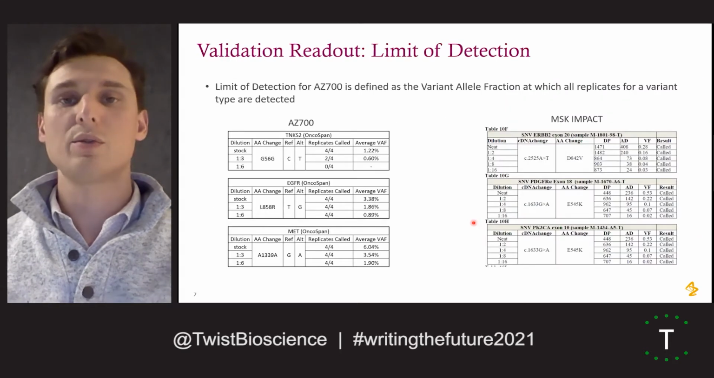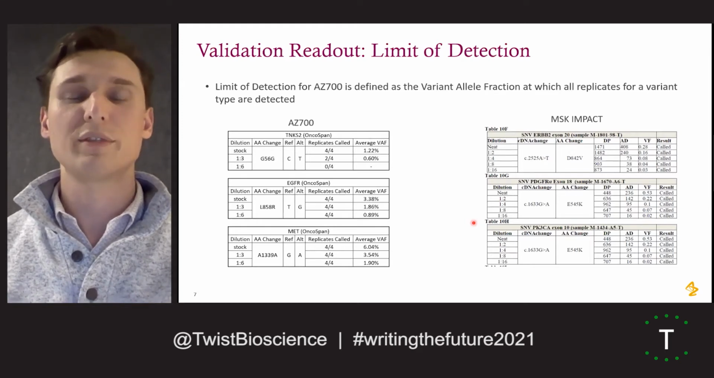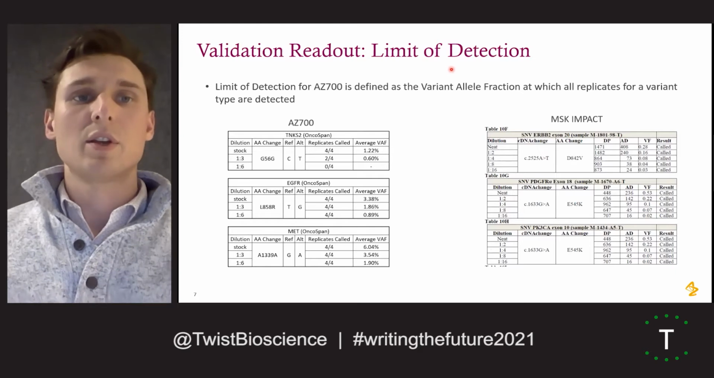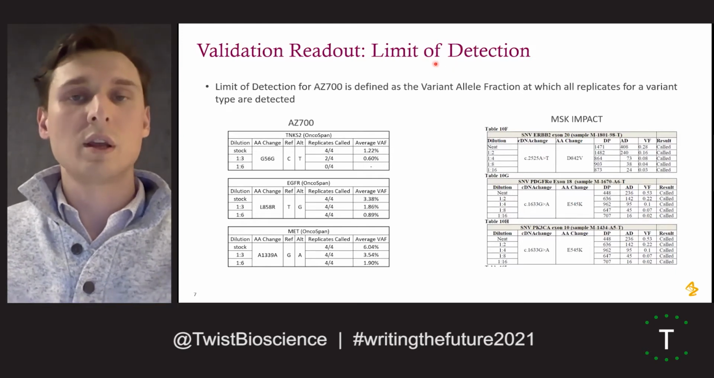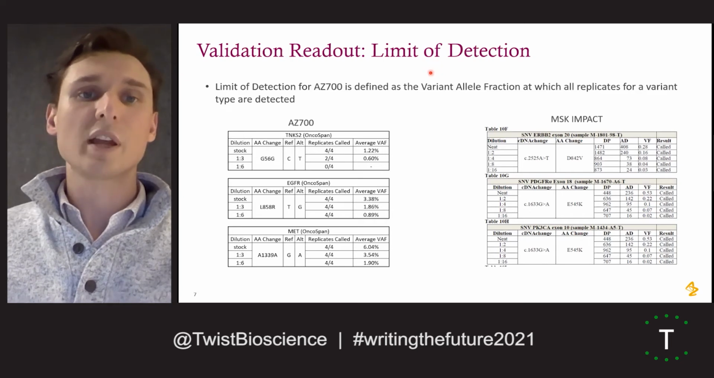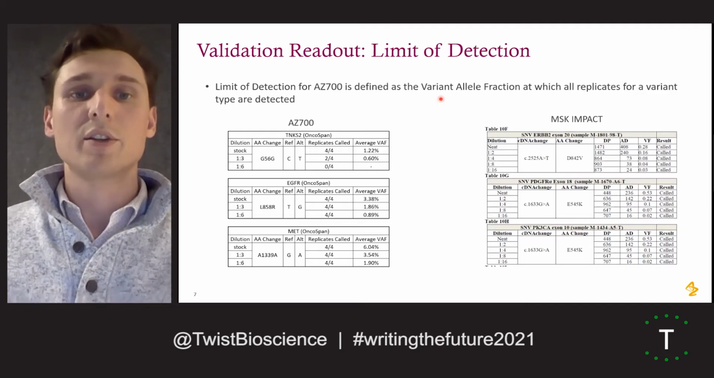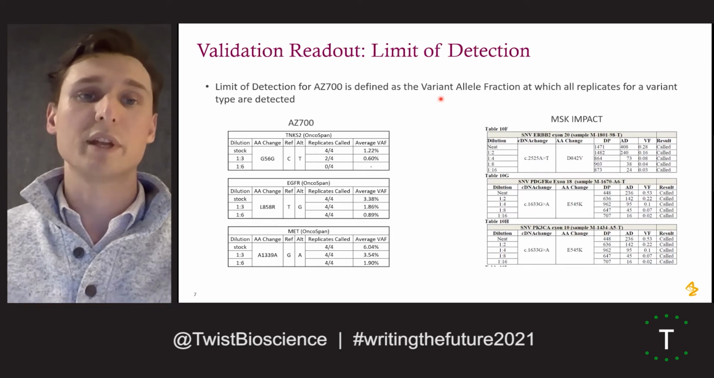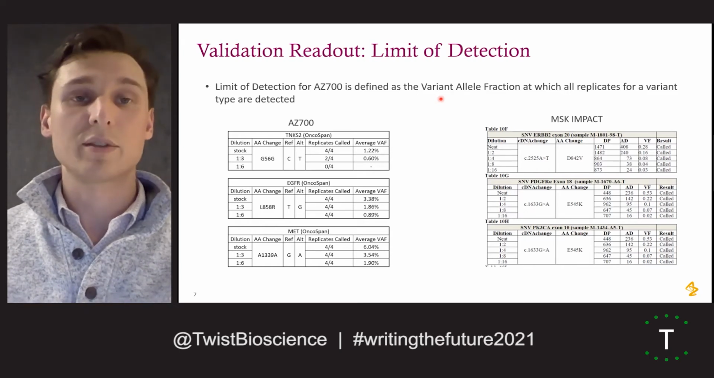I'm not going to go into the outputs of all the deliverables, but I'll briefly talk about the limit of detection and the reproducibility metrics. So for the limit of detection, we went with a streamlined, more stringent definition. And for AZ700, that is the variant allele fraction at which all replicates for a variant type are detected. So for AZ700, our limit of detection came out to be 0.9% for SNPs and small indels.